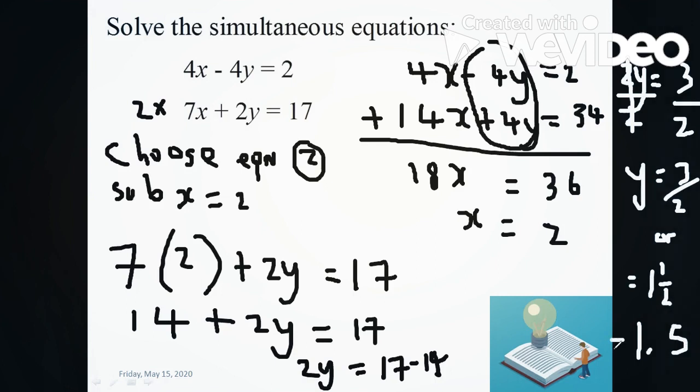And remember, you can always check to see if your answer is correct by putting the values of x and y that you get back into any one of these equations. In other words, if I plug in x equals 2 and y equals 1.5 in the second equation, I should get 17. If I put x equals 2 and y equals 1.5 into equation 1, I suppose I end up with 2. All right.